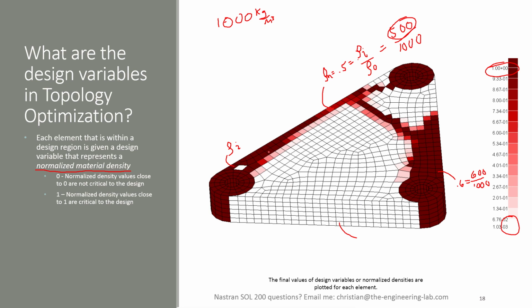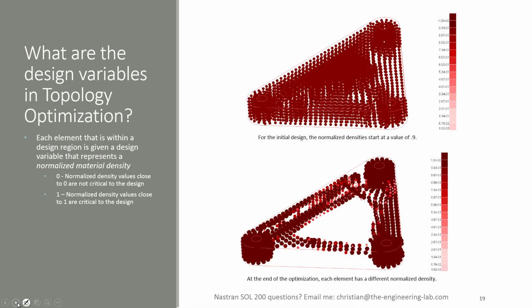Instead, you're given a ranking system where you can determine which elements are critical and which elements are not. So here, everything in white is close to 0. Everything in red is close to 1. So using this method, you can determine which elements could be removed and which ones can be left.